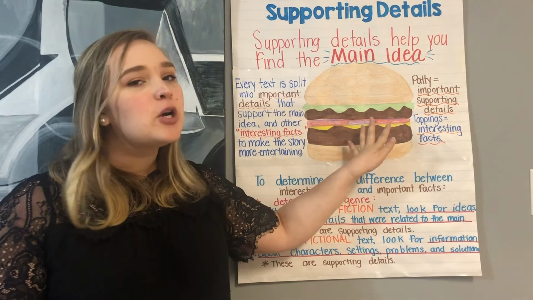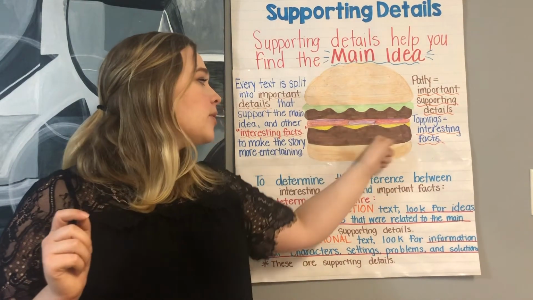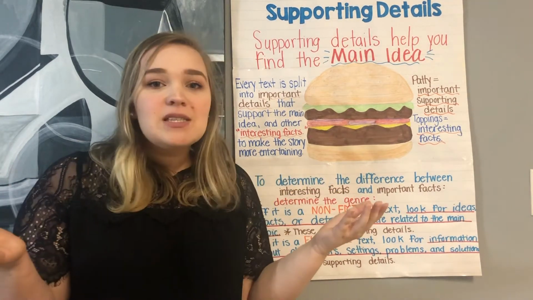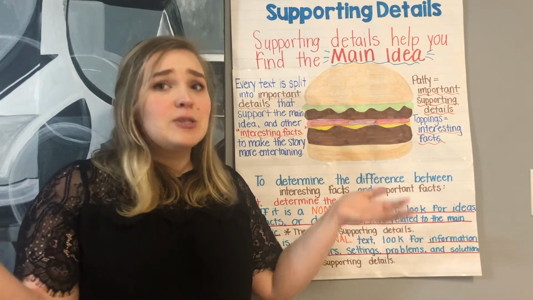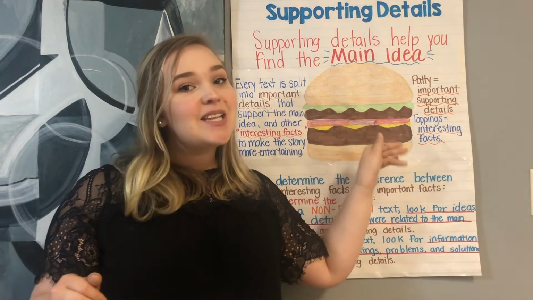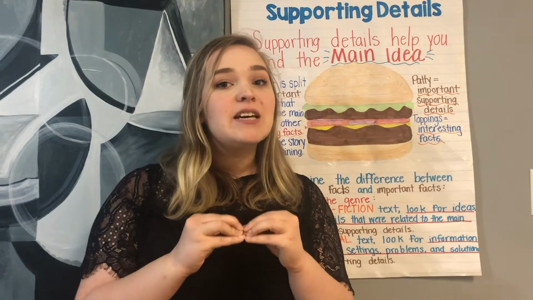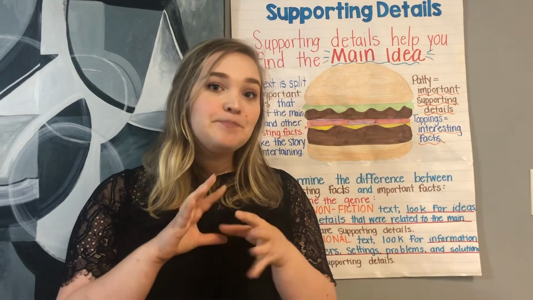So when you have a burger, the patty is the most important part, right? Without the meat or without the veggie burger, what's the point of eating a burger? You can just eat a normal sandwich. When you throw that patty in there, you have something with a little bit more substance. And in the context of reading, when you have supporting details, then you have a text where the author really wants you to learn something important from it. Whether it's a nonfiction or a fictional story, doesn't really matter. If you have the supporting details, then you can figure out the main idea.